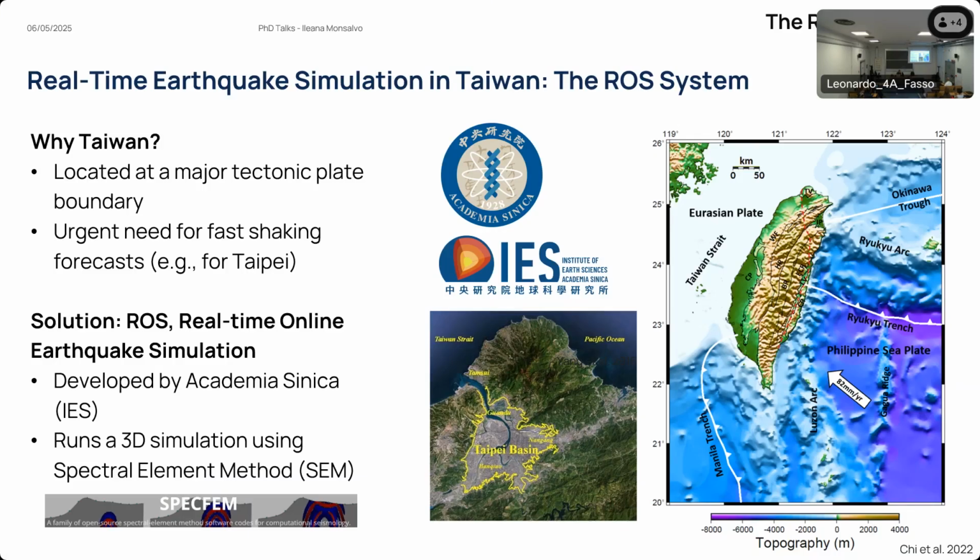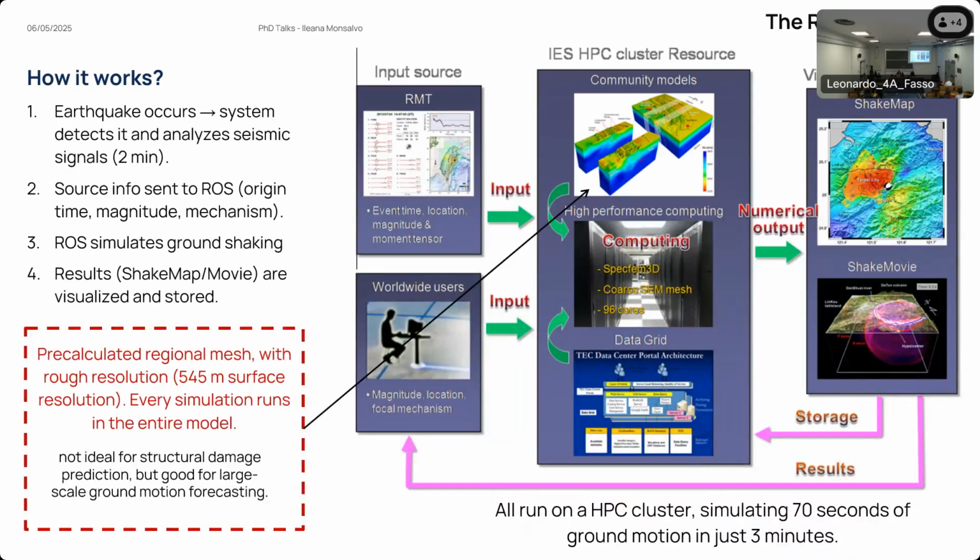The specific software that they use is called SpecFem3D, which is also a spectral element code. The workflow is exactly the same. It's essentially the same as what I have just explained. And this workflow works such that it can produce a simulation for the entire Taiwan in just 3 minutes.